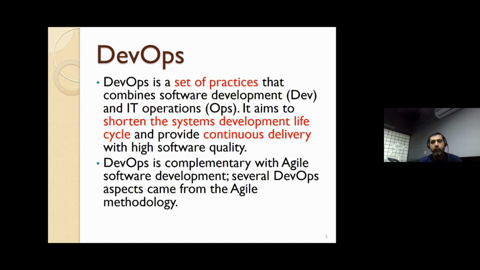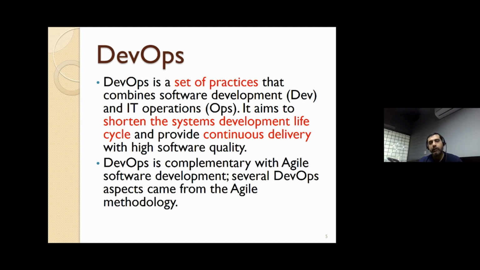The purpose of DevOps practices is to shorten the development life cycle, right? If dev is preparing something and then giving it to ops, and then ops is deploying or maintaining that, it creates a bigger development life cycle. So the purpose is that we should shorten this life cycle and then provide continuous delivery with high quality, right? We will see what continuous delivery means, but we know what high software quality is.